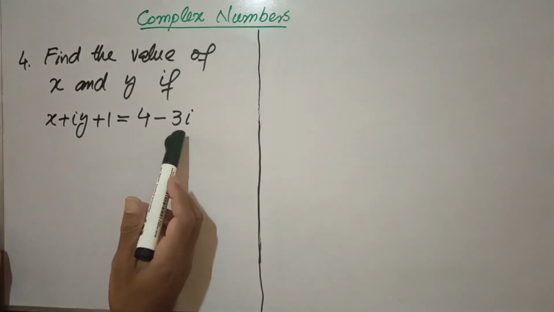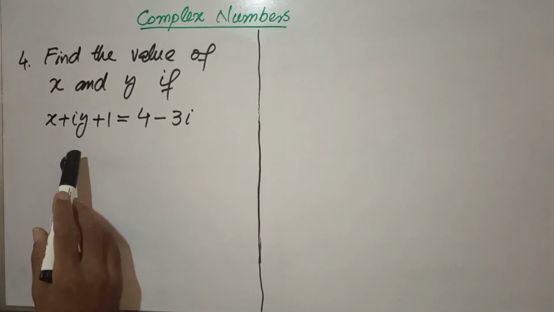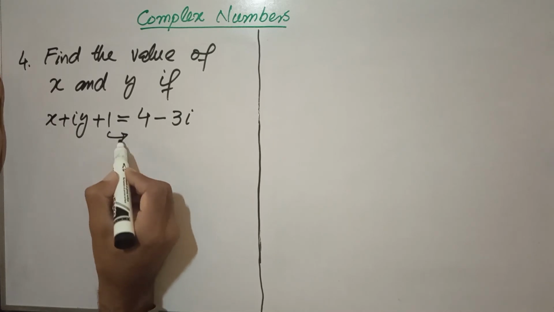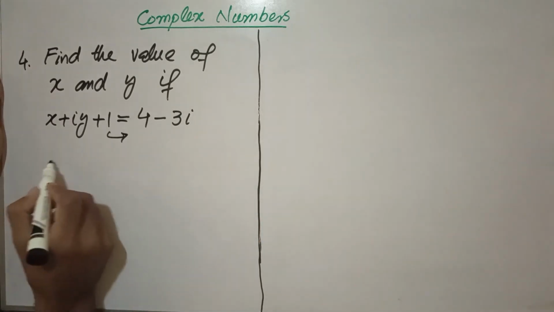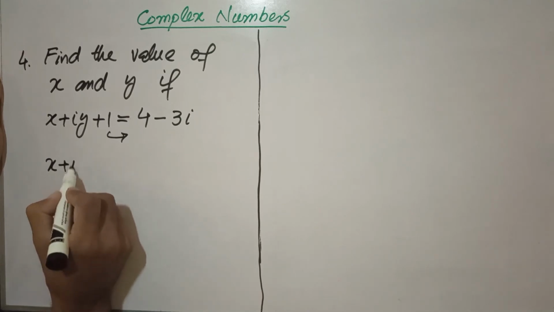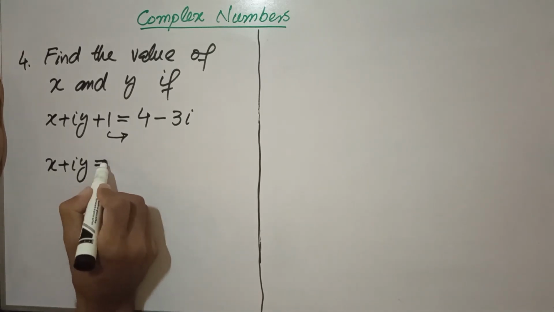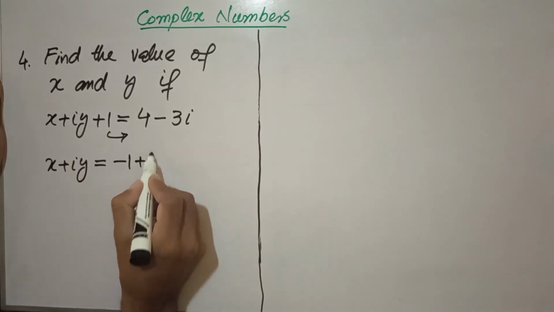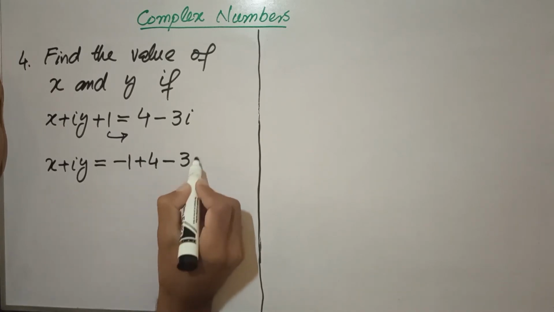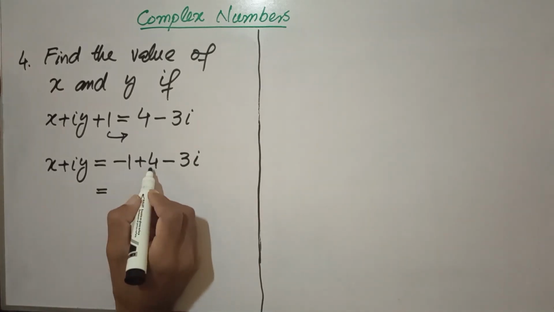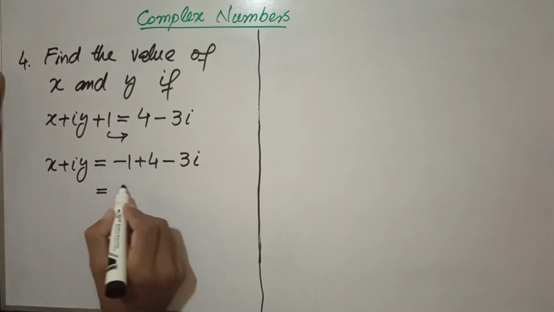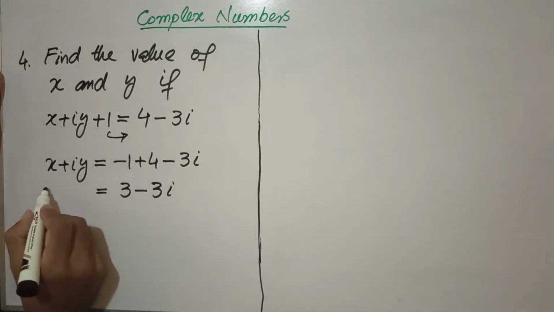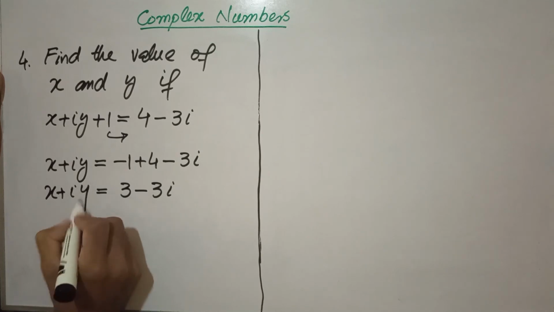In question 4, we are asked to find the value of x and y if x plus iota y plus 1 is equal to 4 minus 3 iota. Here we'll use the properties of equality. First we simplify this question. We'll shift this one to the right hand side. We have x plus iota y is equal to, this is positive, so it becomes -1 plus 4 minus 3 iota. Now from here 4 minus 1 becomes 3, and we have minus 3 iota, and from here we have x plus iota y.